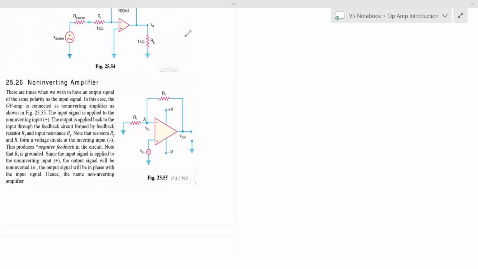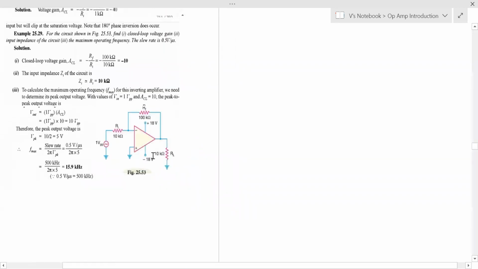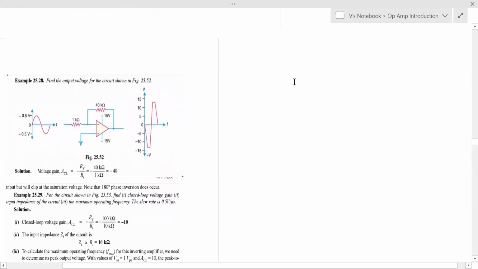In the last lecture, we have seen the op-amp inverting amplifier, and we solved some problems based on the formula of gain of the inverting amplifier, right? Minus RF upon RI, that we have seen. Voltage gain ACL is given by minus RF upon RI, where RF is the feedback resistor, RI is the input resistor. And different types of problems we solved last time.